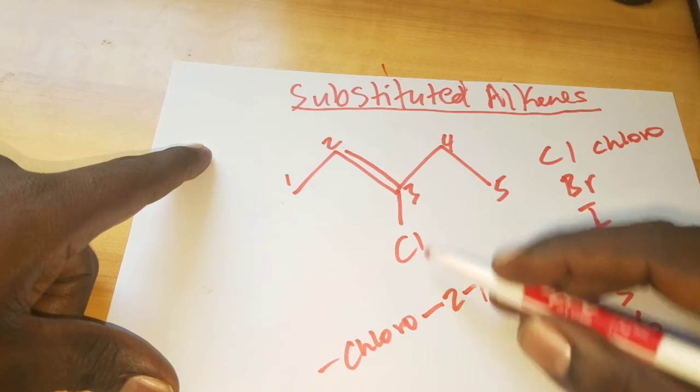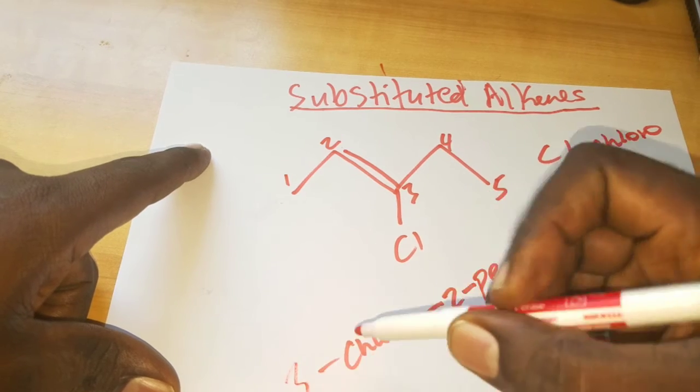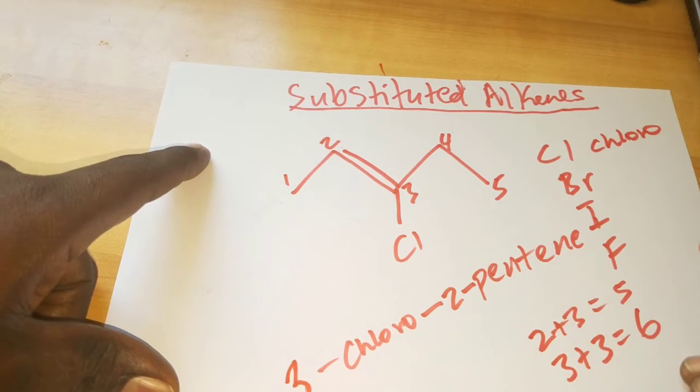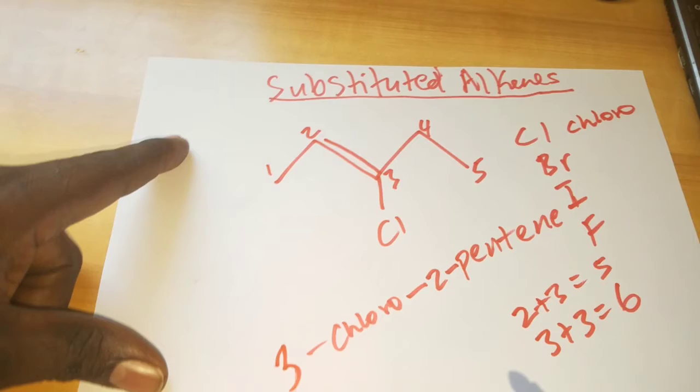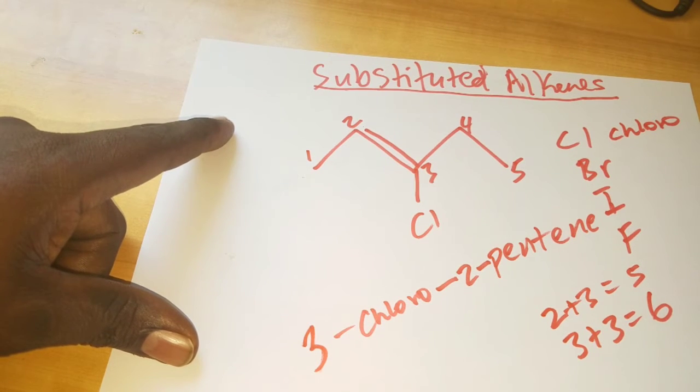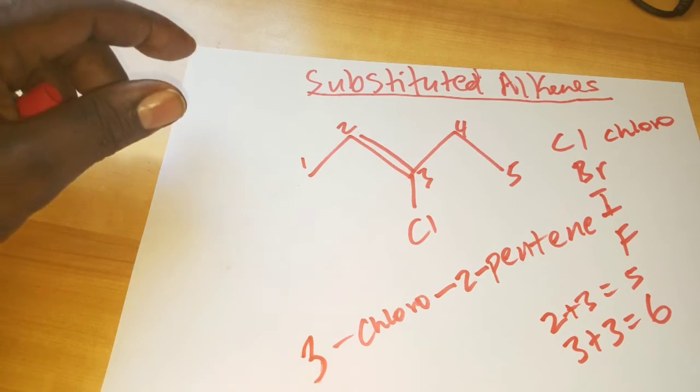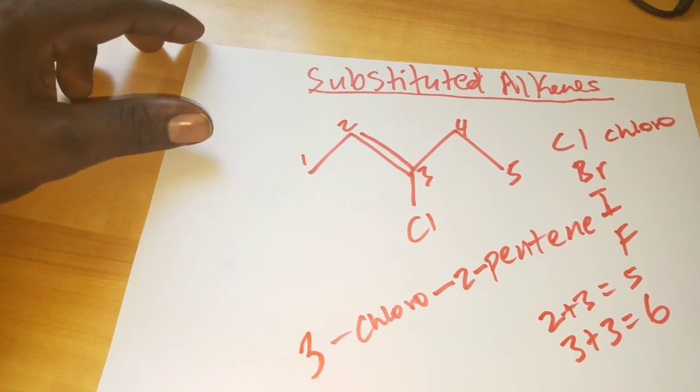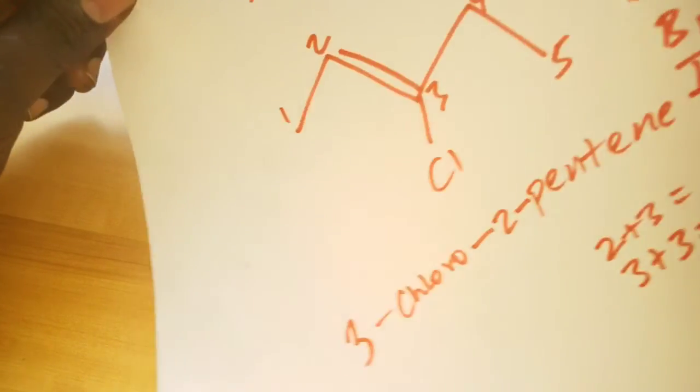The chlorine is on position 3, so we just put a 3 there. There you go. So that's the name of our species, 3-chloro-2-pentene. That's how you name these substituted alkenes. I'm just going to do one more example so that we can actually cement this.